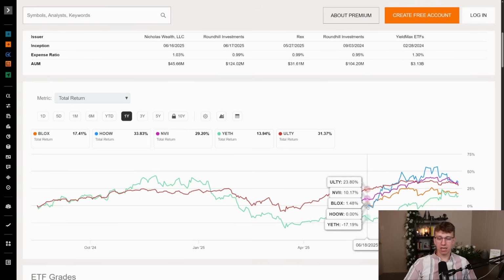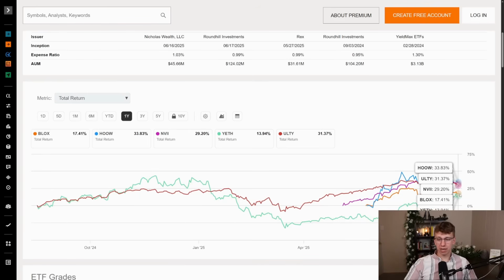I will say that YETH went from being down 17% to positive 14%. So it was quite the climb into the positive for YETH. I'm very happy with this one. I think long-term, if you love Ethereum, there you go. But here we have it.